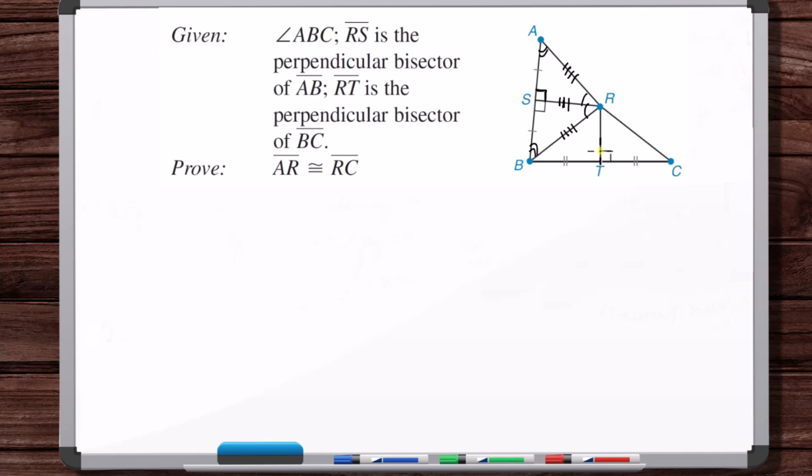Okay, now let's see. We've got two right triangles here. We've got a common side here. All right, so side, side, side. These two triangles are congruent. So okay, that means this is congruent to this, but this is congruent to this, so AR is congruent to RC. There you go. You see, there's 4 tick marks.